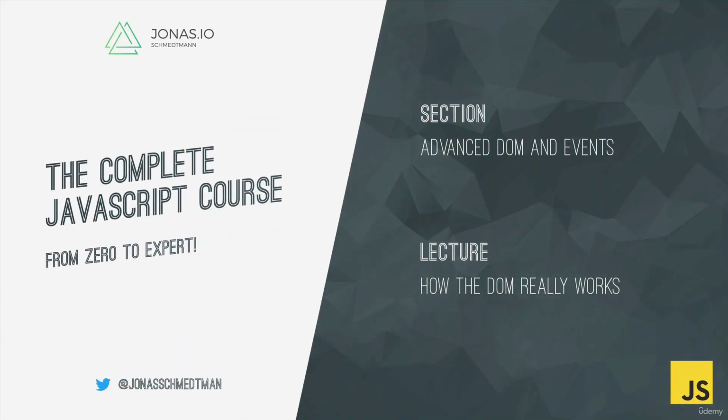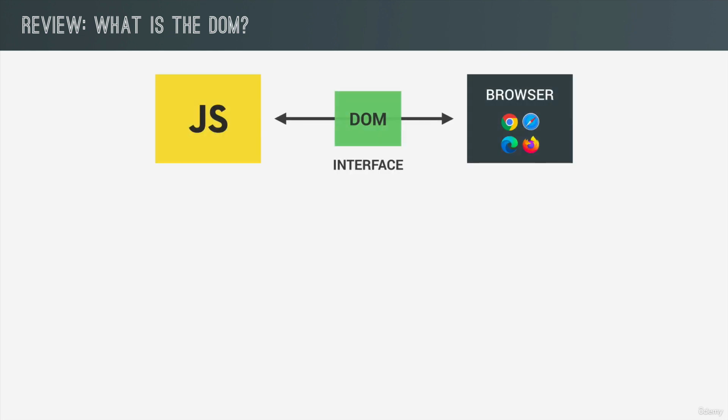Let's start this section by learning how the DOM really works behind the scenes, and more specifically, how the DOM is organized internally. This will make it easier to understand everything else that's going to follow in this section. So first, remember that the DOM is basically the interface between our JavaScript code and the browser, or more specifically, HTML documents that are rendered in and by the browser.